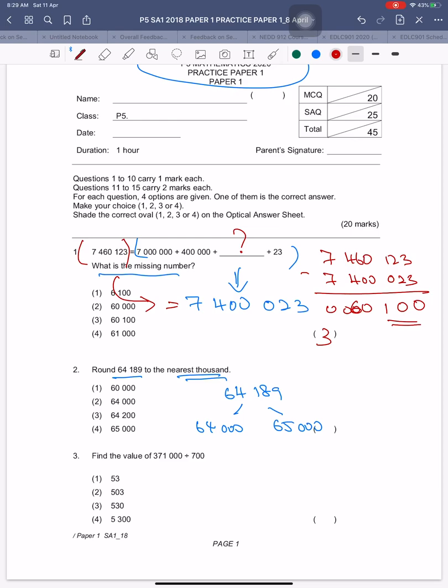So this is the thousands place. To decide whether you round up or round down, you have to look at the number to the right, which is the hundreds place. So it is a 1, so 1 you round down. So the answer is number 2, 64,000.